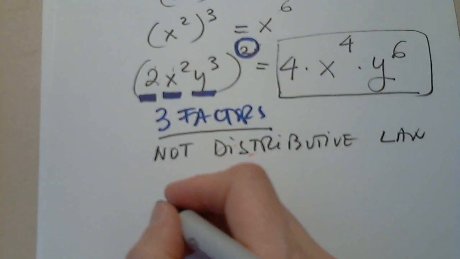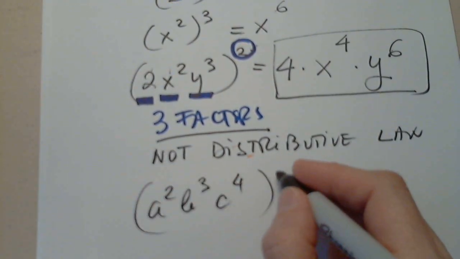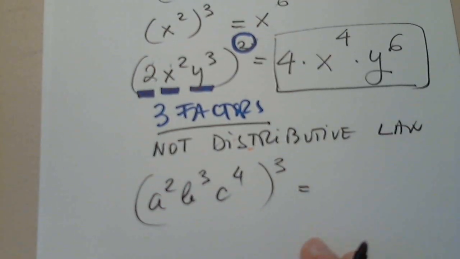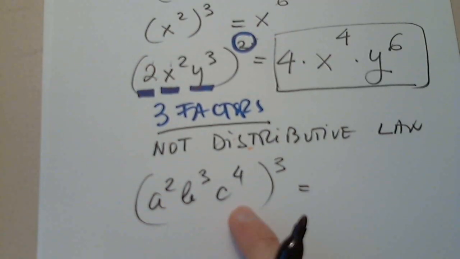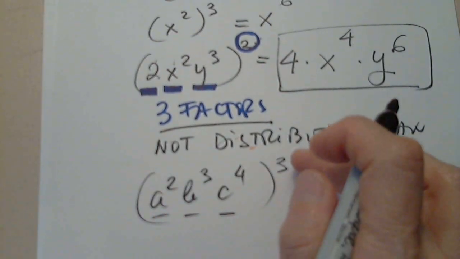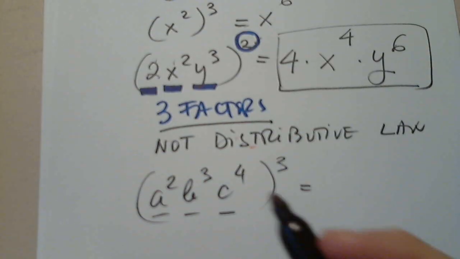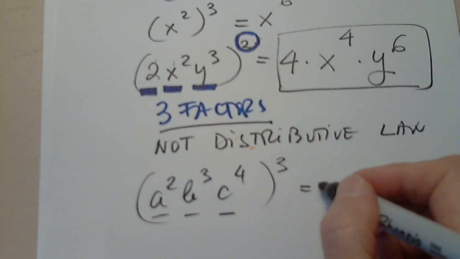What if I have a squared, b to the 3rd, c to the 4th, everything cubed? Do I distribute a squared to b and a squared to c? No, these are 3 factors. All 3 factors have to be raised to the 3rd power. Well, you did say there's always a 1 in front of the factor. Okay, 1 to the 3rd power is still 1.